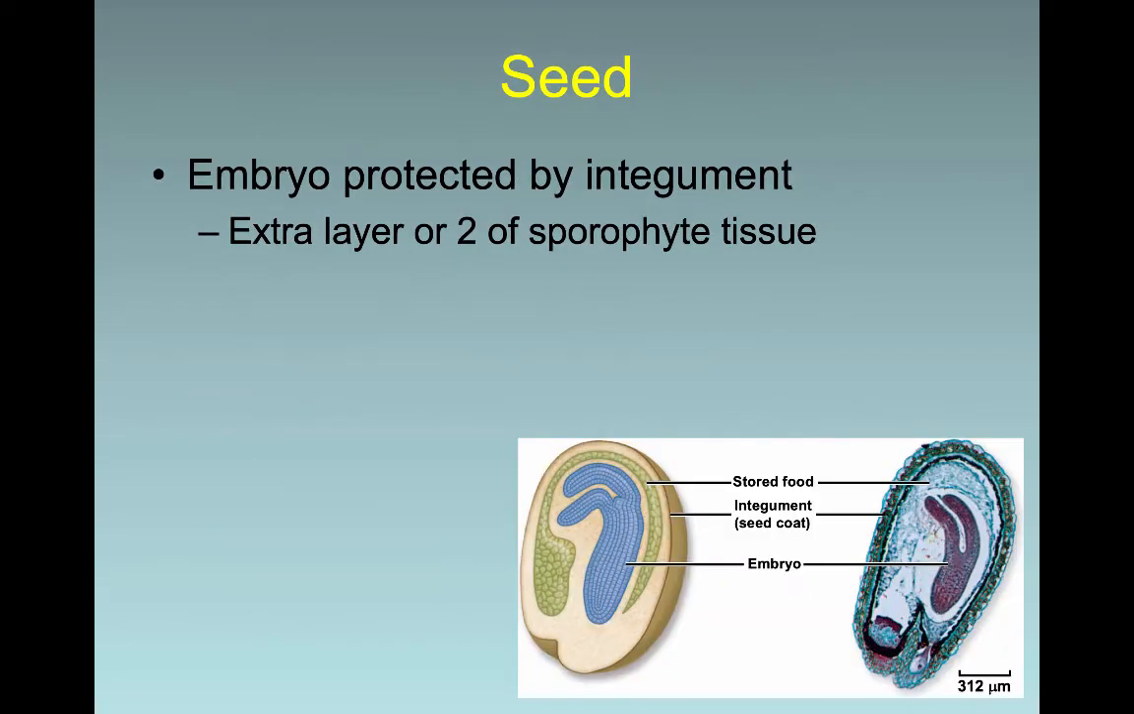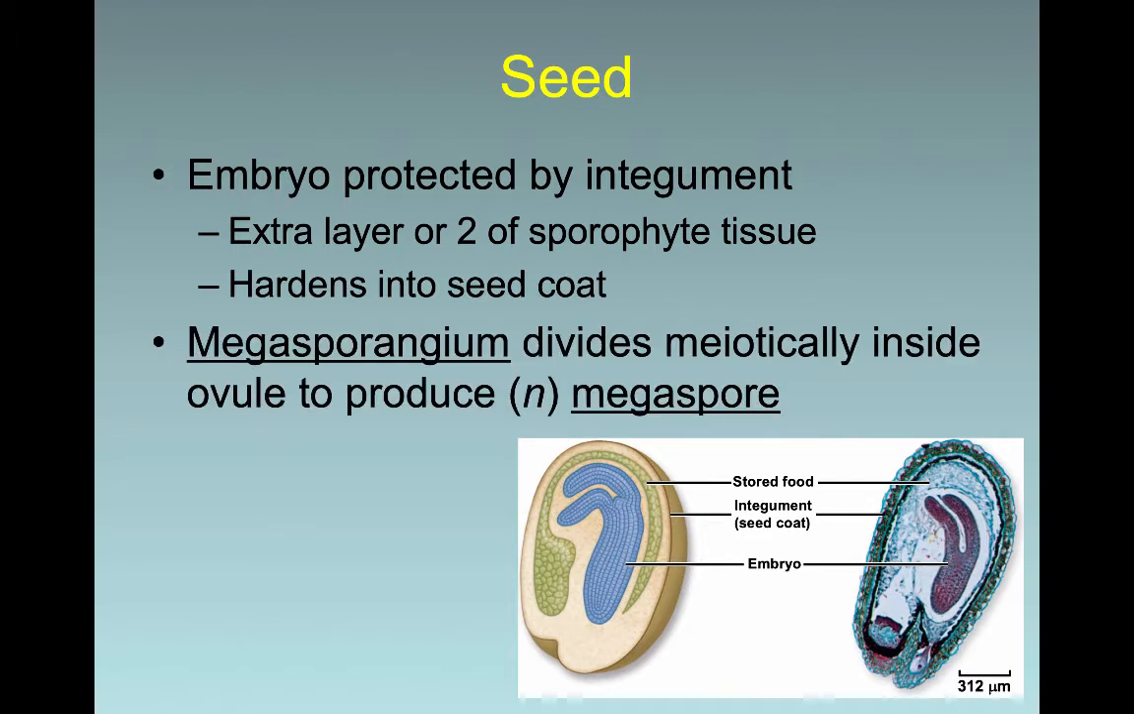Now, the seed itself is protected by what's called an integument. The integument is sporophyte tissue that typically then changes into what's called a seed coat. And the seed coat is the very, very protective layer that surrounds the embryo, as well as whatever food might be present for the embryo, and helps to protect those things.